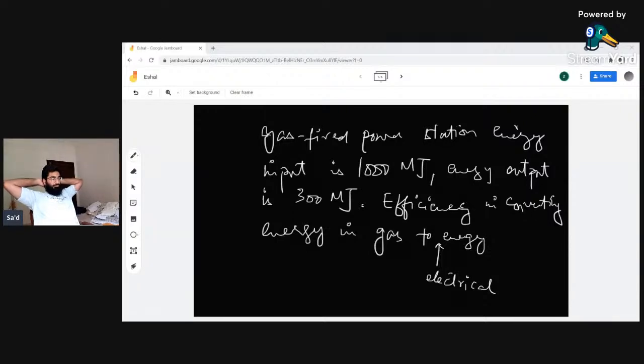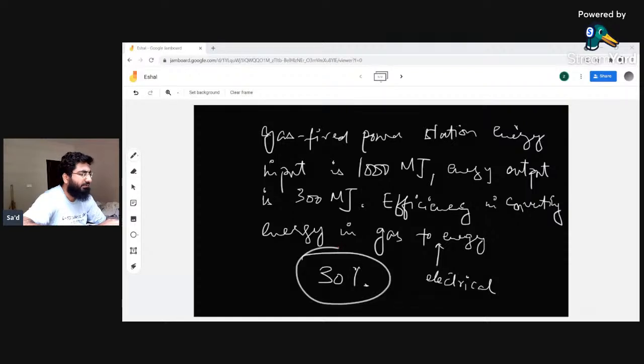Both in terms of 70%, that would be in terms of percentage, and in terms of actual loss, how much would it be in this case? Simply energy input minus energy output, that is 700 megajoules in this case. Yes. ठीक है. अच्छा, what form does it take?